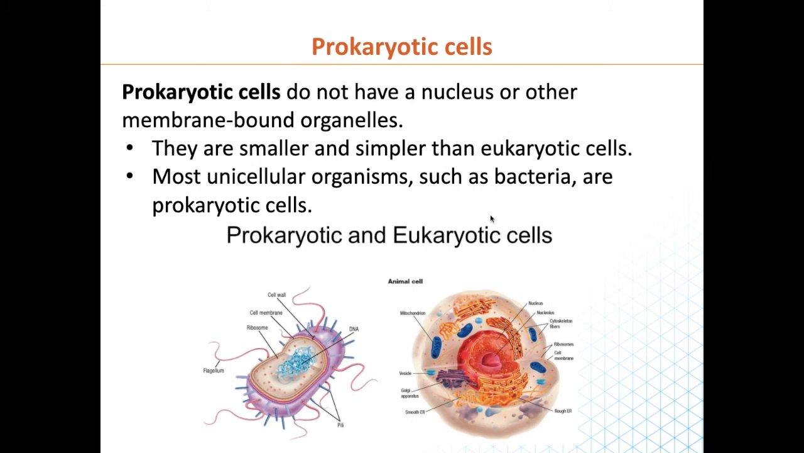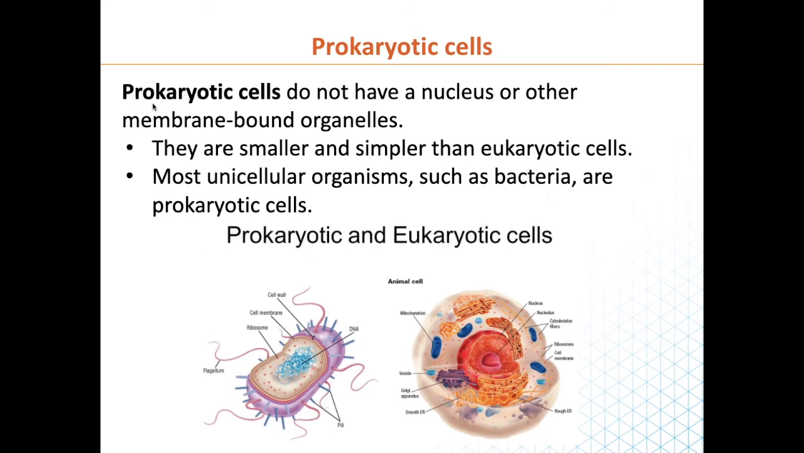The next type of cell we need to talk about are prokaryotic cells. Prokaryotic cells are thought to have been the original cells to exist on Earth. They are very simple. They're not extremely complicated. They're not like the eukaryotic cells. And like what you guys saw in the simulation, they are much smaller than eukaryotic cells.